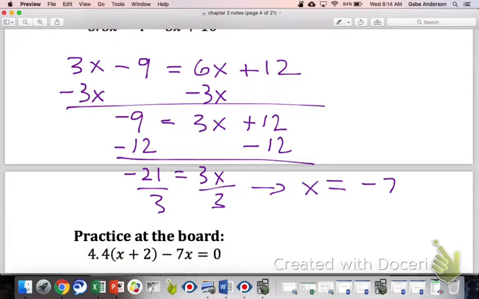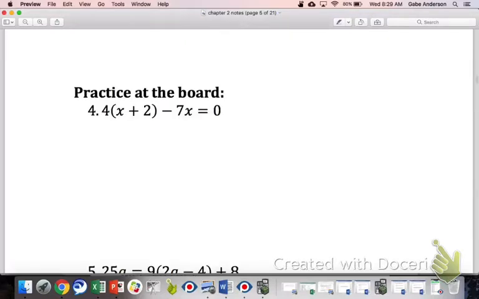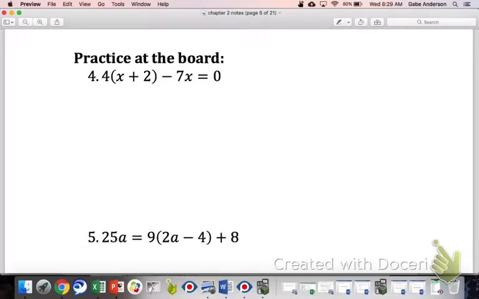Take a look at number 4. Right there. So we're not going to practice this one at the board. We'll practice this kind of thing at the board later. Here we go. So again, I think it's really important that we look at this and try to understand how this relates to the stuff that we just did.